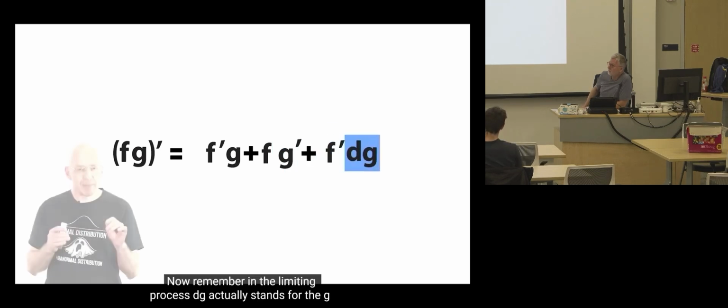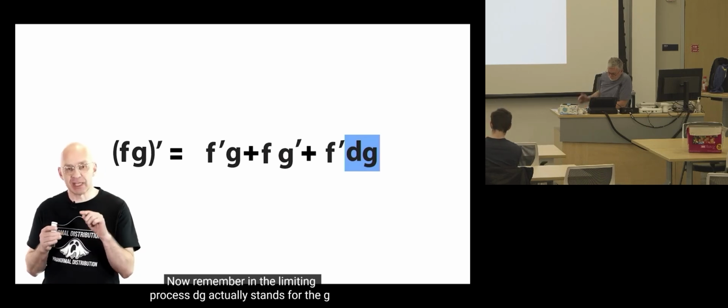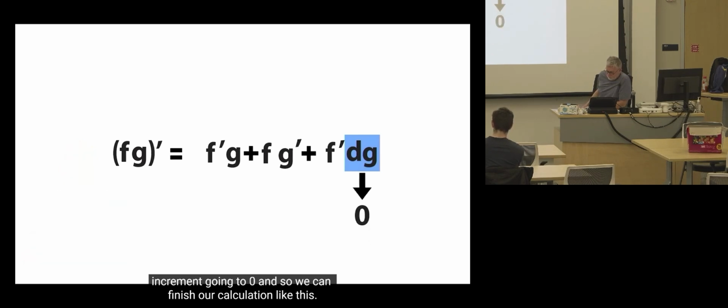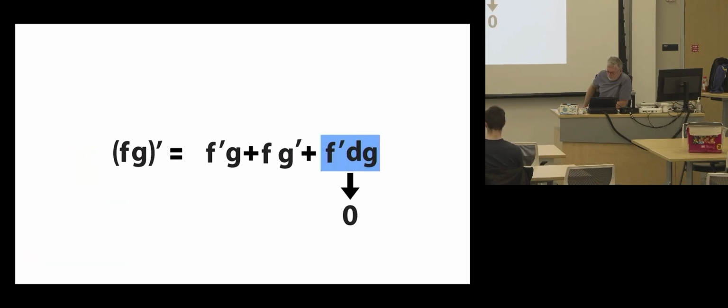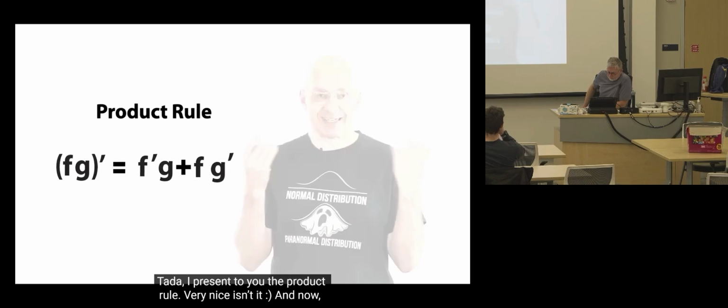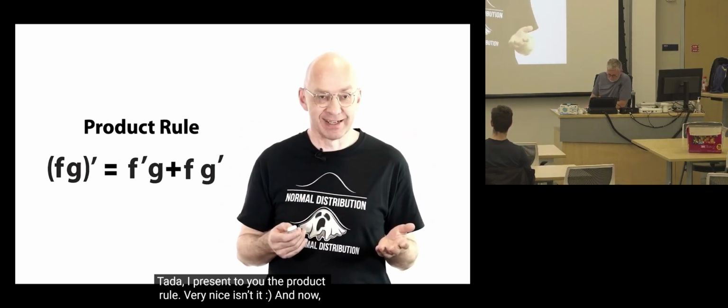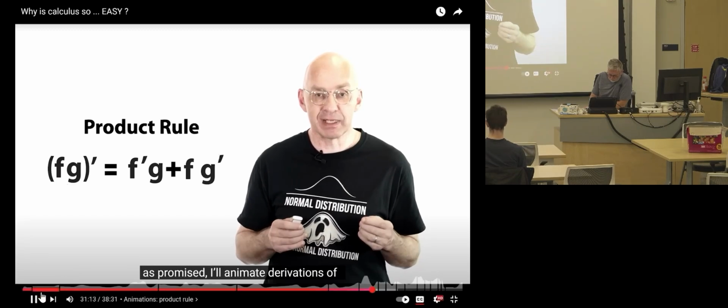We got some leftover. Now remember, in the limiting process, dg actually stands for the g increment going to 0. And so we can finish our calculation like this. Ta-da! I present to you the product rule. Very nice, isn't it? And now, as promised, I'll animate.